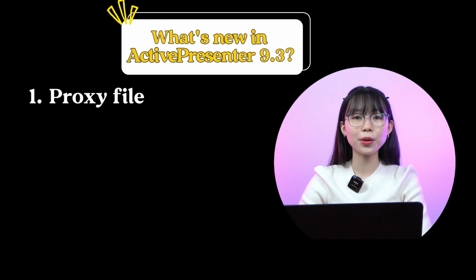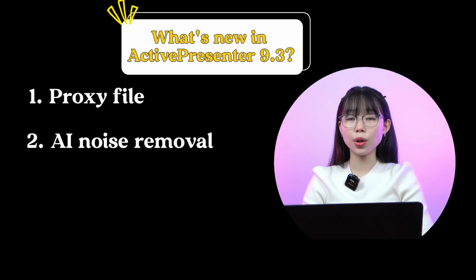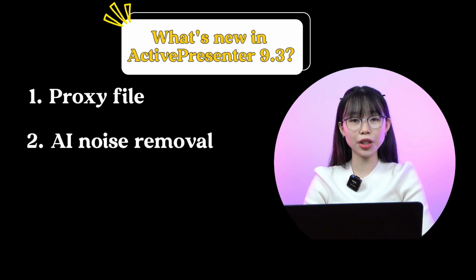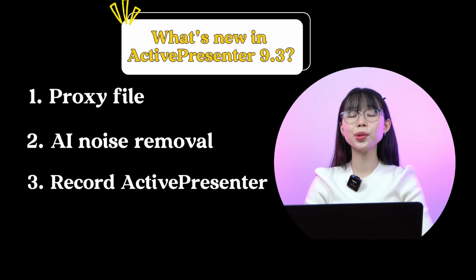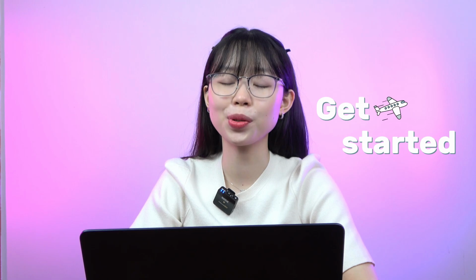So, to wrap up, here are three key highlights from the new ActivePresenter version 9.3. Proxy files for smooth editing and high-quality export. One-click AI noise removal for cleaner, more professional audio. And the ability to record ActivePresenter itself, perfect for making videos or software demos. If you haven't updated yet, go ahead and try these features out. And if you are new to ActivePresenter, there has never been a better time to get started.